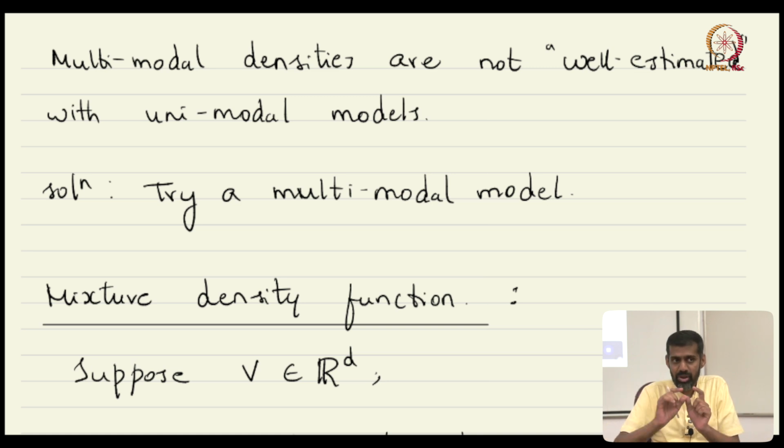Now, if you take a unimodal model or density, we only have choices on their parameters. If you take a Gaussian distribution for instance, you can control where it is centered and what the spread is. If you take a multimodal model, then you can perhaps control many other parameters. So how do you define a multimodal density is the question.